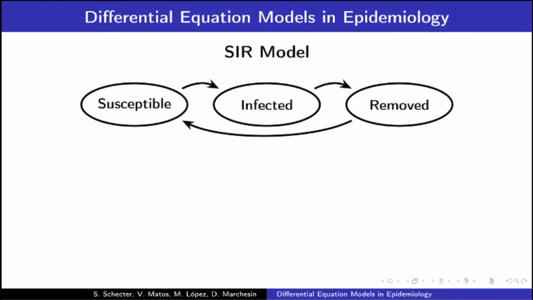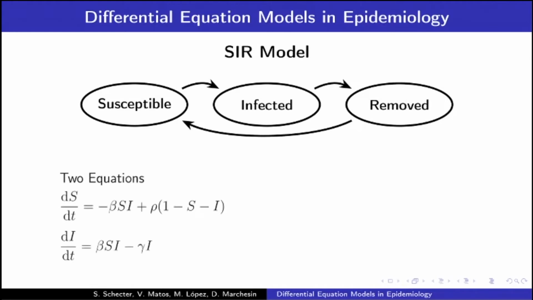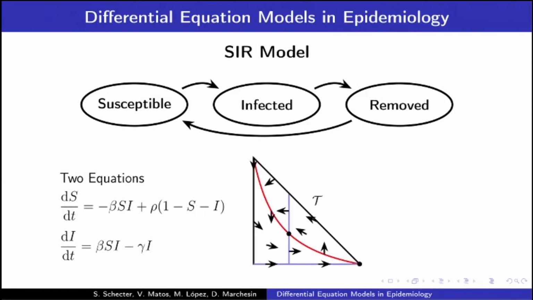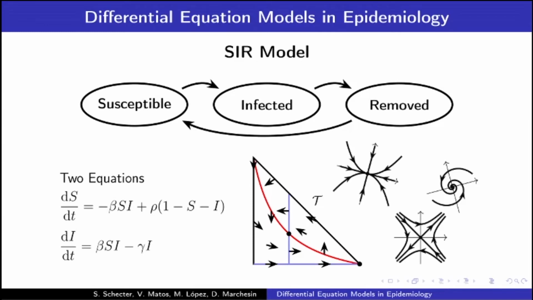If we choose, we can analyze the case where the removed can become susceptible again. This means that those who have survived have lost their immunity. This also can be presented by a system of two differential equations, and as before, we will study their phase portrait and we will analyze the type of equilibria of this system.